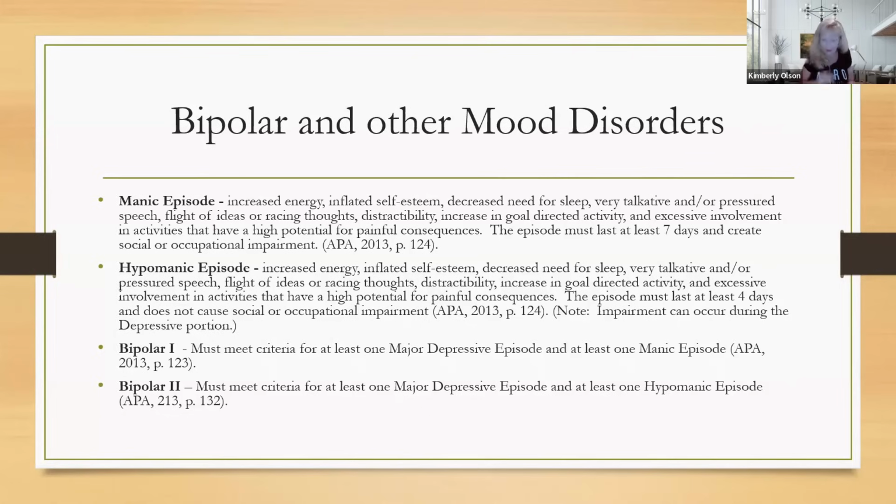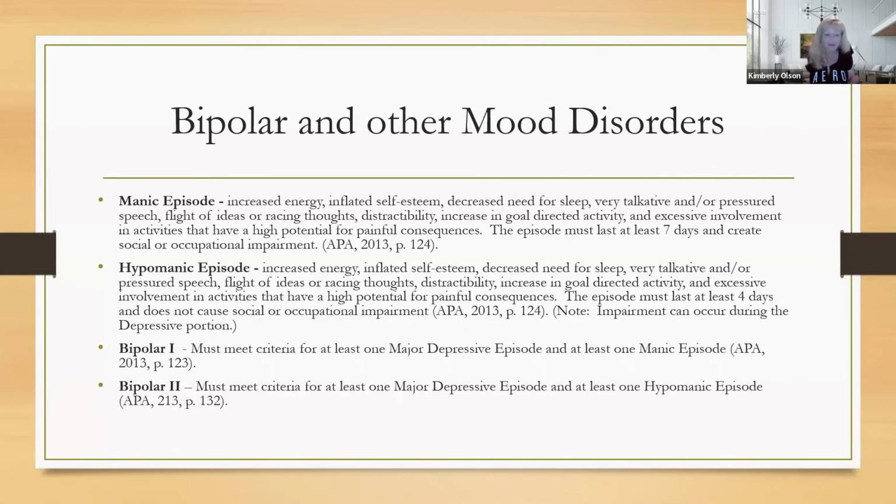But here's the other part. The episode must last 7 days at least. So somebody who is just really moody, or you say something to them and they just blow up, okay, we're probably not looking at bipolar. We might be looking at intermittent explosive disorder or some other diagnosis. But this episode must last at least 7 days and create social or occupational impairment. So that means at least a week, and you got to get yourself into trouble in some way.